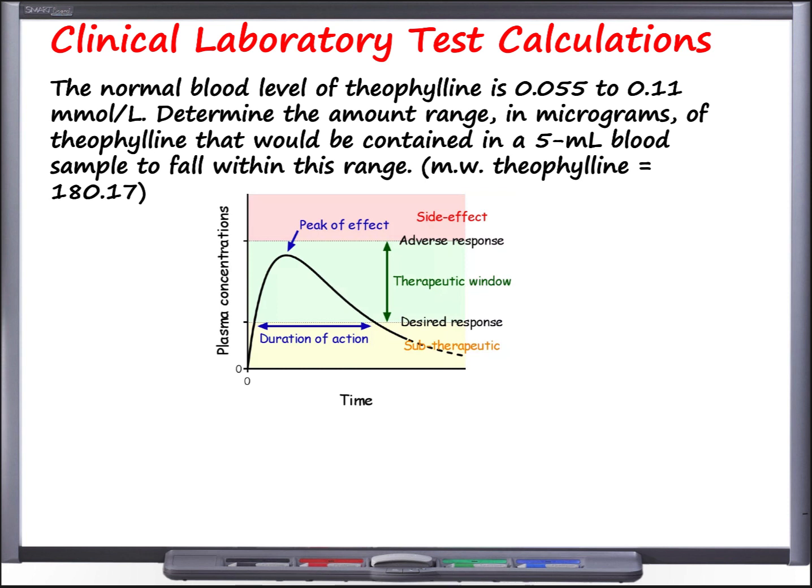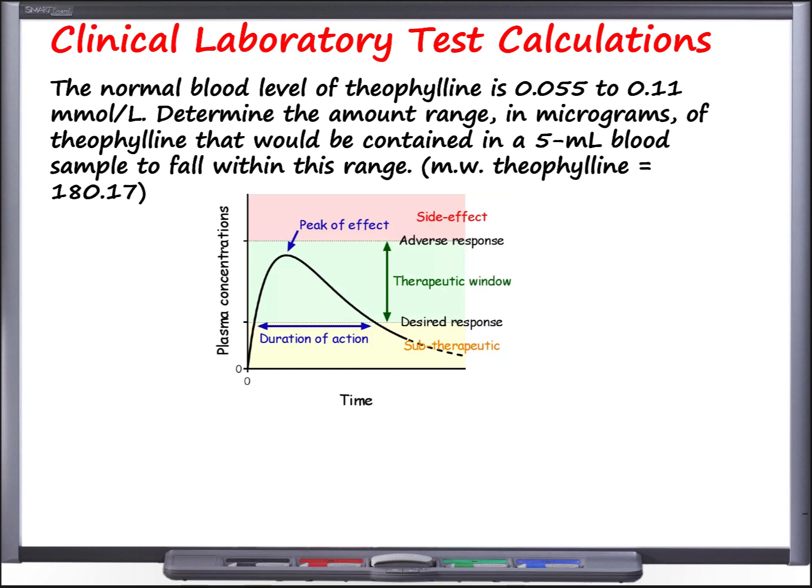You can see the line going across there for desired response. But we don't want it so high that it goes above the top where it says adverse response. So if we go outside of the green up until the red area, we would be getting side effects. We call that the toxic level. So we don't want to go above the toxic level, but we also don't want to be below what we call minimal effective concentration, or this idea of desired response, or we'd have a subtherapeutic response.